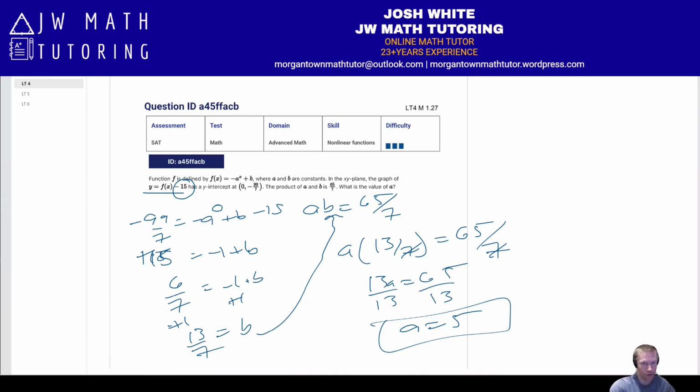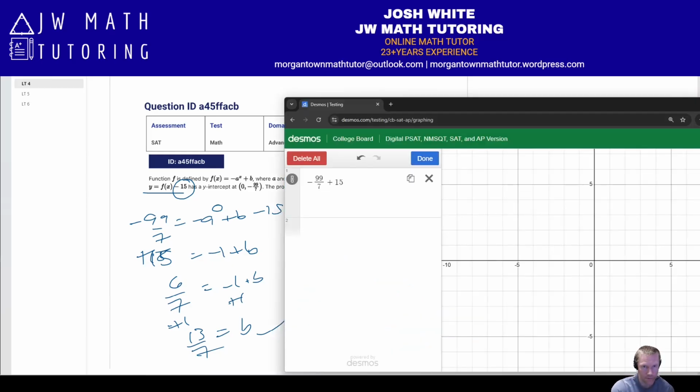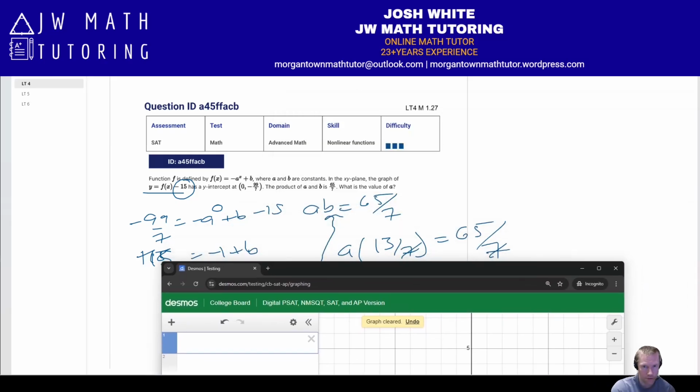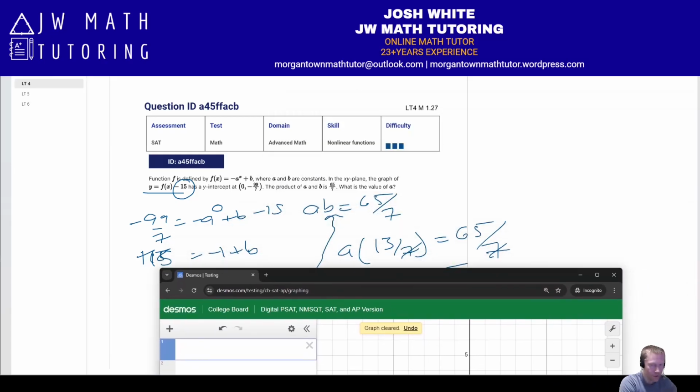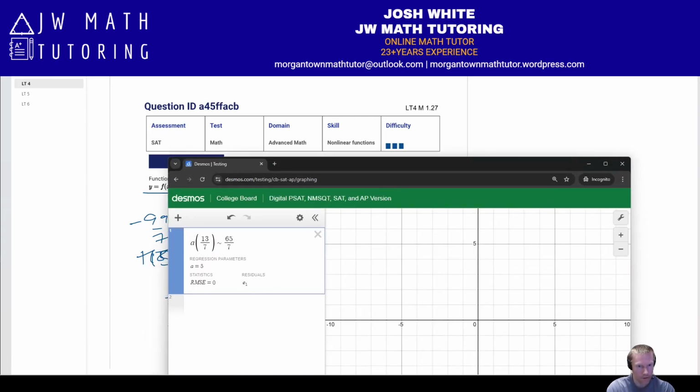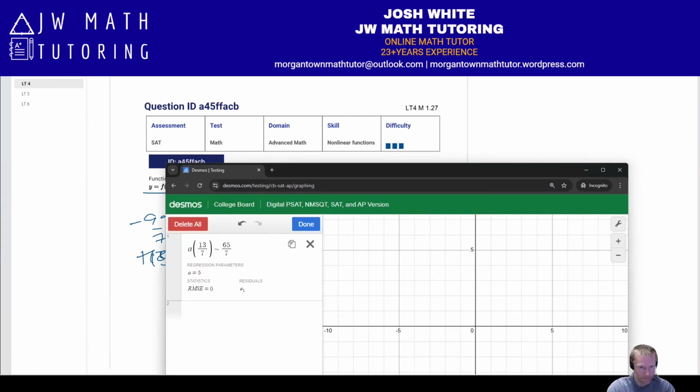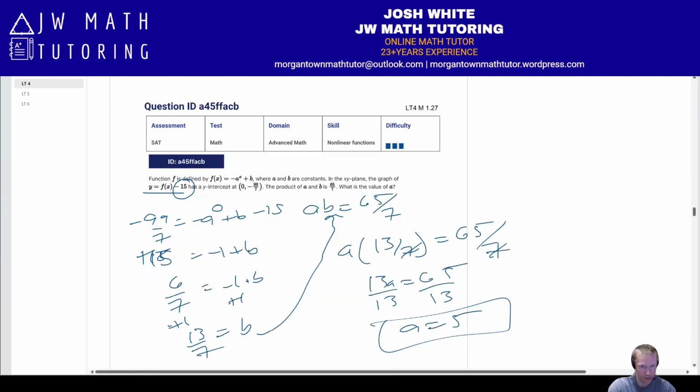Notice for this step also, you could go to Desmos, and you could just do that using regression. So in other words, you could just type a times 13 over 7 tilde 65 over 7. Let me just slide up, and right there it gives you a equals 5, okay? So you could do that just to solve the last step in Desmos.